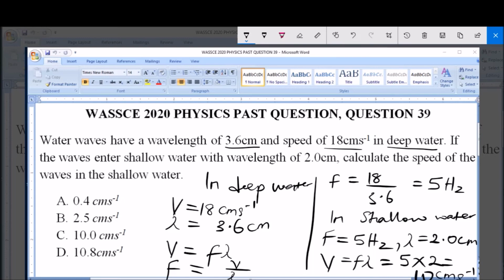So 10 centimeter per second is the speed of the wave in the shallow water, and that is option C. Option C is the answer.